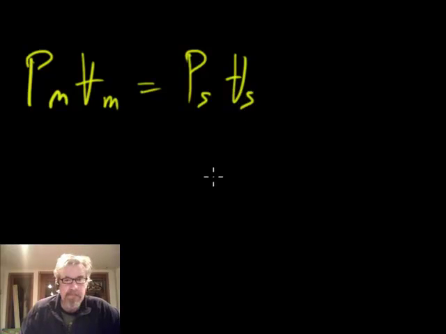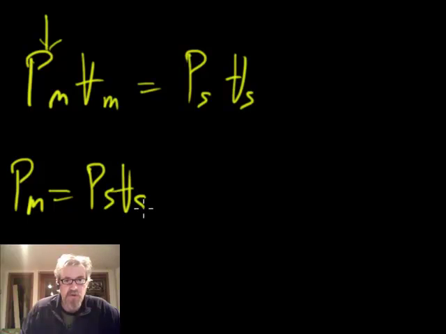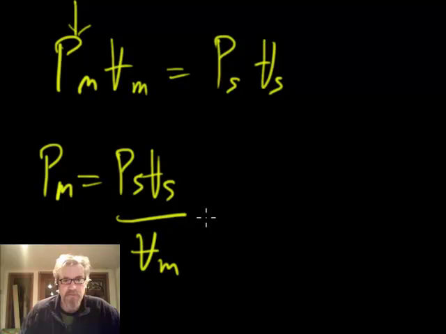Well, in this situation, we could set it up this way. We could say pressure on the mountain times volume on the mountain is equal to pressure at sea level times volume at sea level. What we're trying to find here is the pressure at the top of the mountain. That's the variable we're trying to solve for. So we'll isolate it by dividing both sides by volume on the mountain. And that gives us this equation. Pressure on the mountain is pressure at sea level times volume at sea level divided by volume on the mountain.